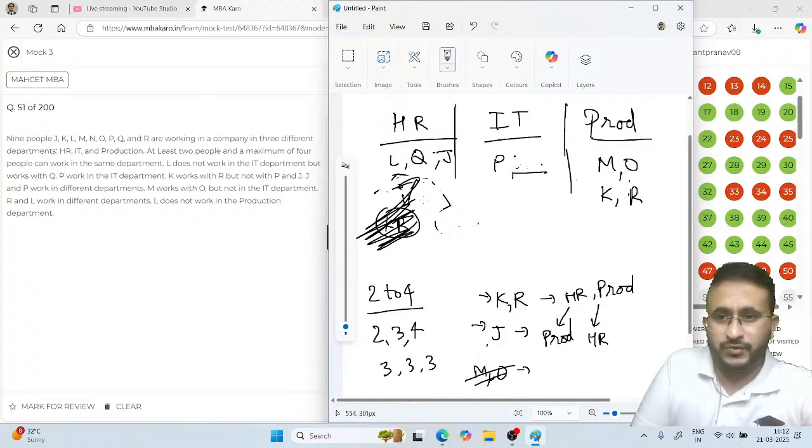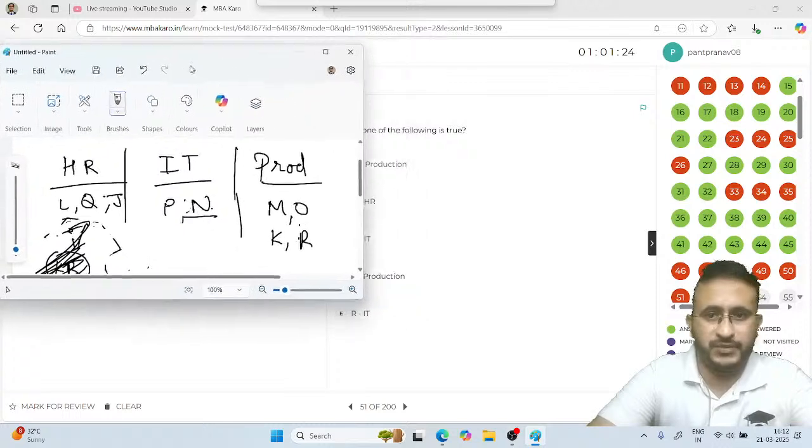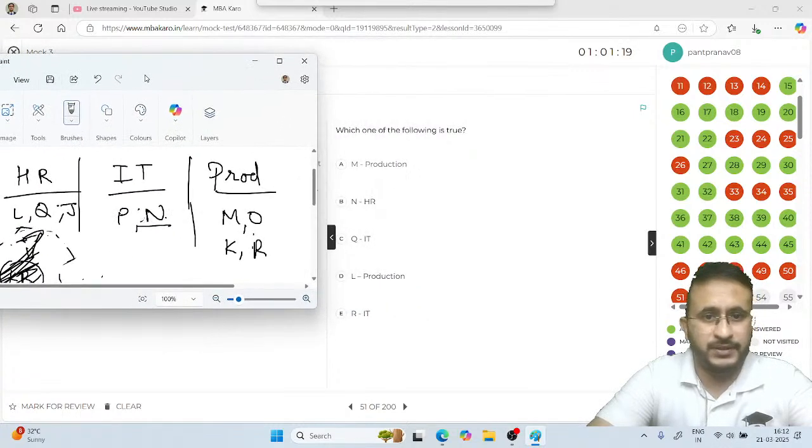क्या बच गया? P, Q, J, K, L, M, N is remaining. So M will come here. Okay. So this will be the department. So this was an easy puzzle. M in production, it is true. N in HR.